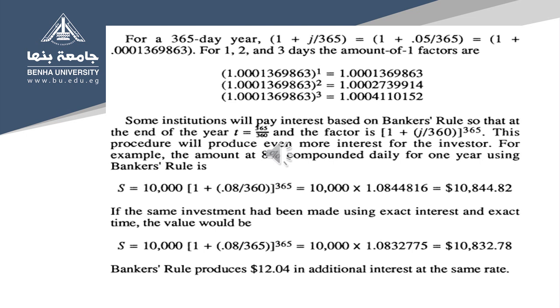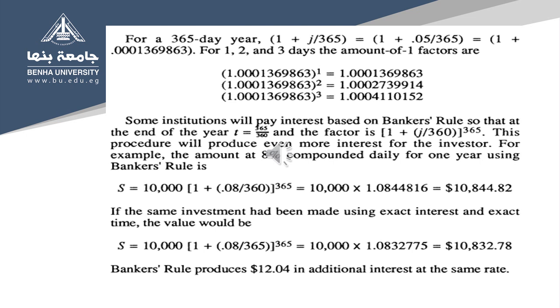If the same investment had been made using exact interest and exact time, the value would be 10,000, this is the capital, multiplied by 1 plus 8% over 365 to the power 365 days, equal 10,000 multiplied by 1.08327775. The result equal 10,832.78.